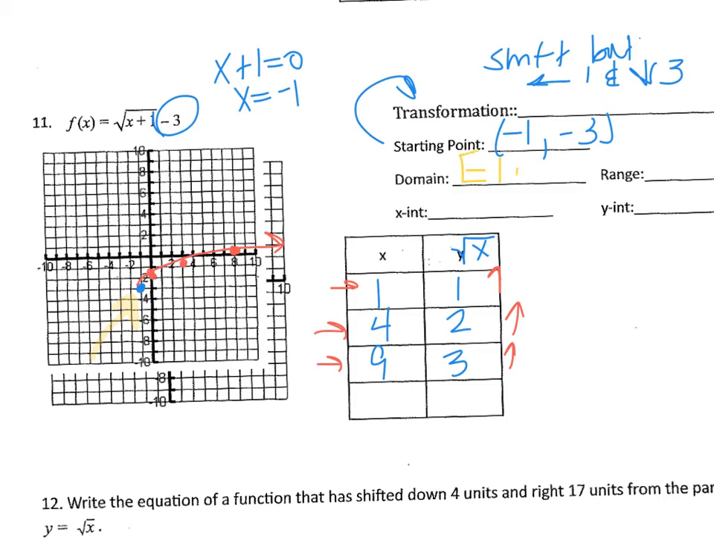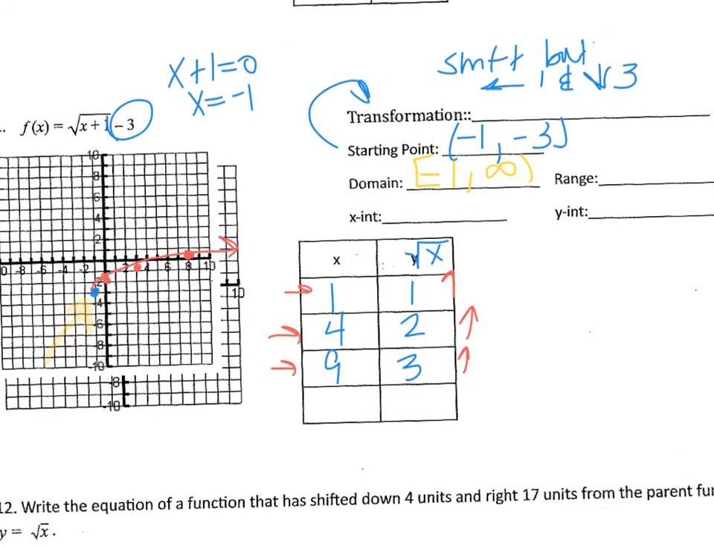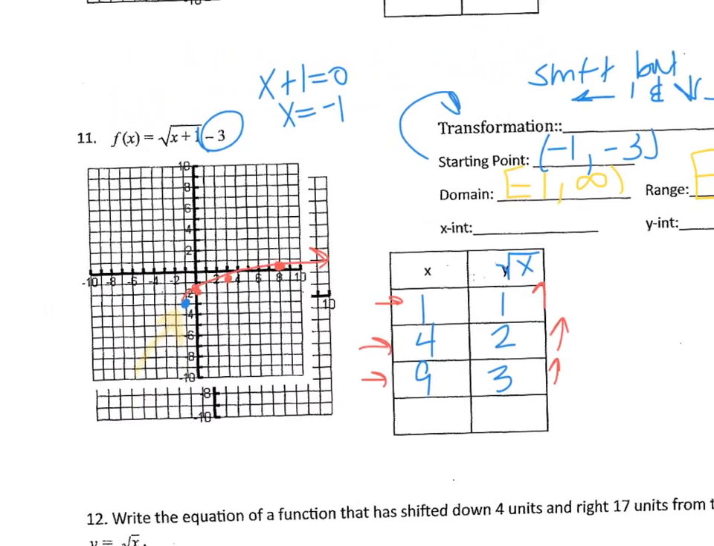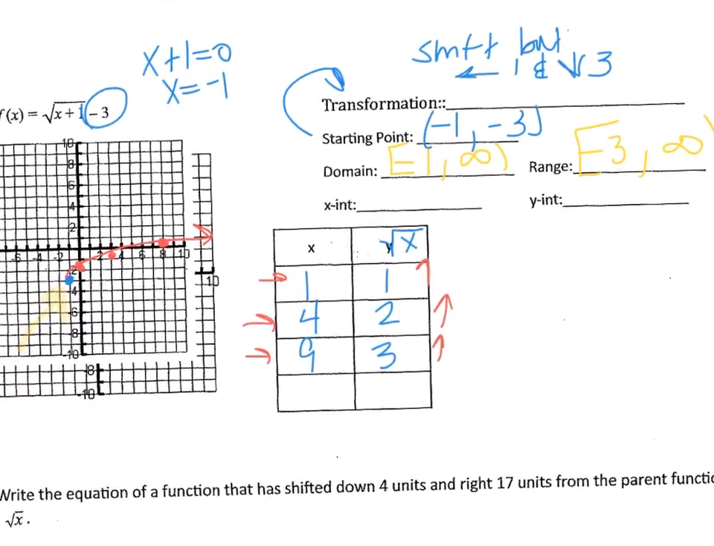We're going to have a bracket all the way up to infinity. The range also starts at that low point, but the y at that low point is actually negative 3. So we're going to get negative 3 with a bracket, but it also goes to positive infinity. Okay, negative 3 to infinity.